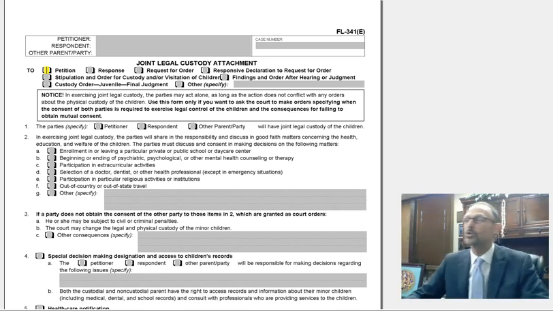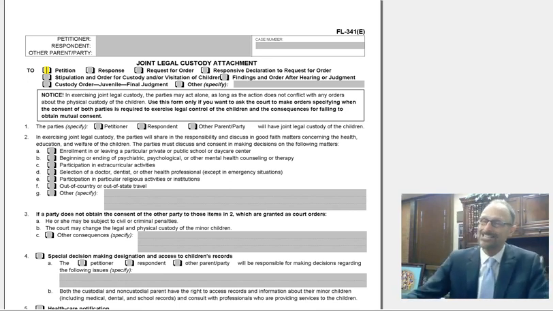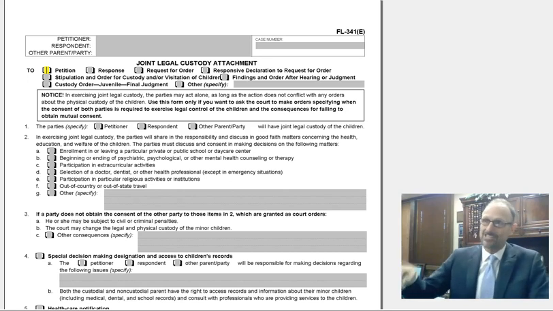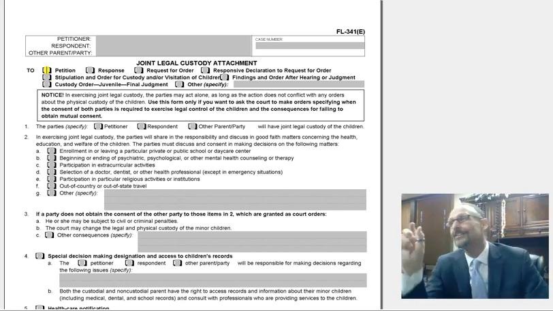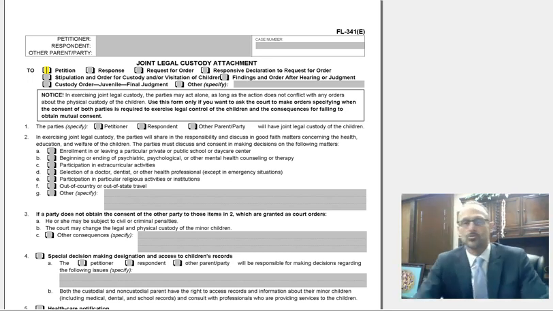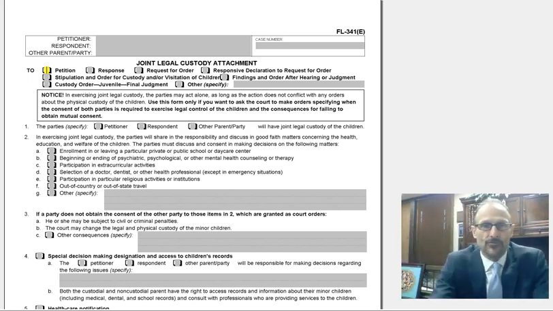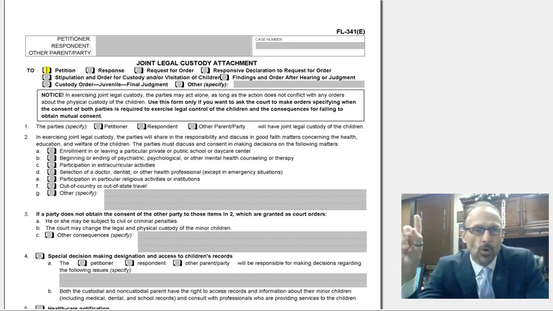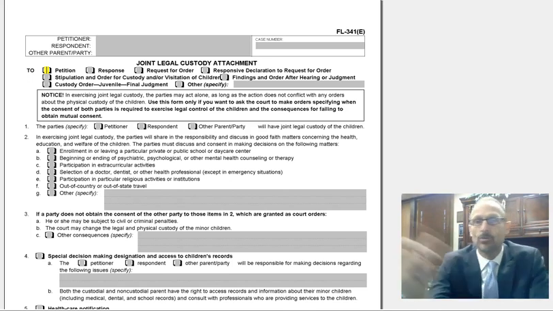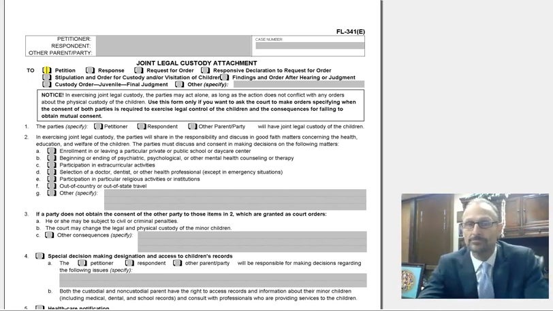I want to have sole control over the decision making when it comes to schooling, or something to that effect. So you can do that in this form too. It's not just for maintaining or controlling when you both have control. All right, so let me go through the form. Under Section 1, the parties, and specify petitioner, respondent, will have joint legal custody of the parties. So you're probably going to mark petitioner and respondent there. Will have joint legal custody of the children.